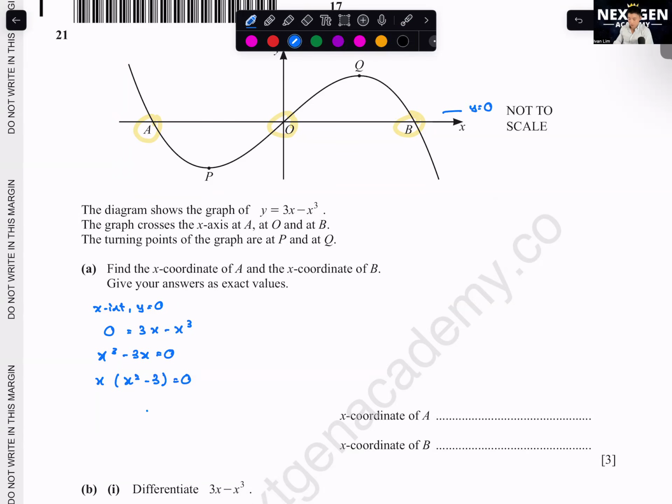Okay? This is solving for a cubic equation. Normally for math, they will just ask you until like that only. Then you take the value outside, x is equals to 0, and then you take the bracket equals to 0 also. You solve for this. x squared equals to 3, x is equals to plus minus square root 3. Okay? So you see why we got 3 values. 0, here is minus square root 3, here is positive square root 3. So here, x coordinate minus square root 3, positive square root 3.